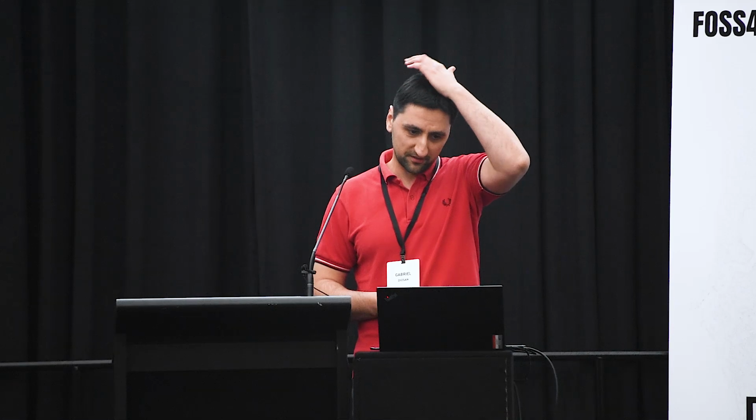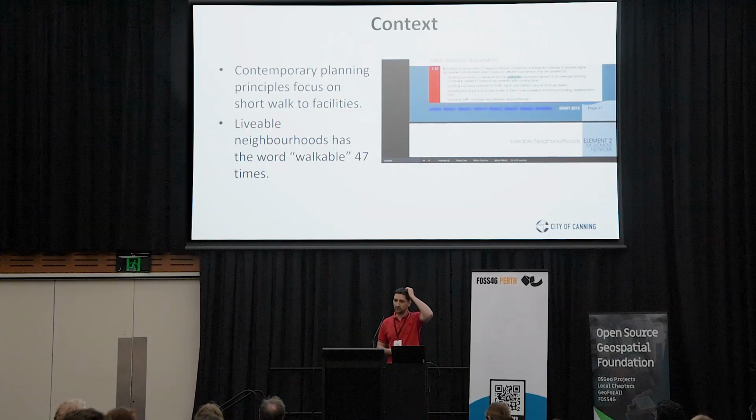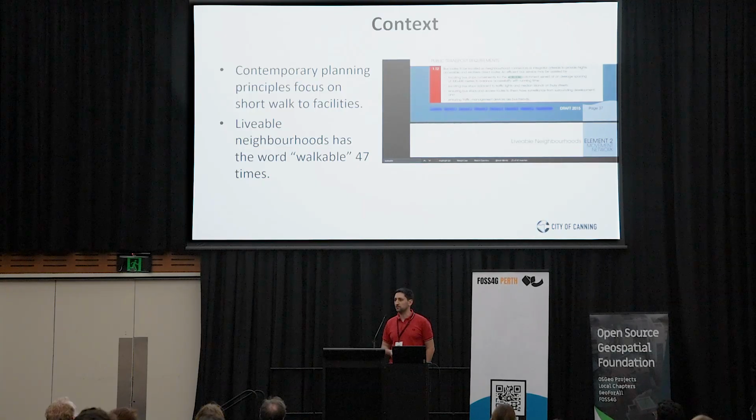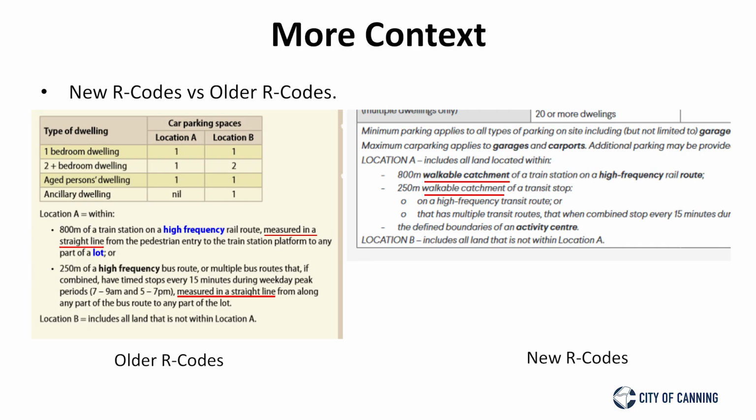Now, you might be wondering why a planner is interested in footpaths. Well, as a bit of context, if you look at some of the contemporary planning documentation, walkability is quite a big thing. So this is a screenshot from Liveable Neighbourhoods where I was searching for the word walkable, and it was in there 47 times. Alternatively, if you look at the R-Codes, the newer versus the older R-Codes, you can start to see the difference in terminology here, where we've got measurements in straight lines going to walkable catchments. So that's why I guess an urban planner might be interested.